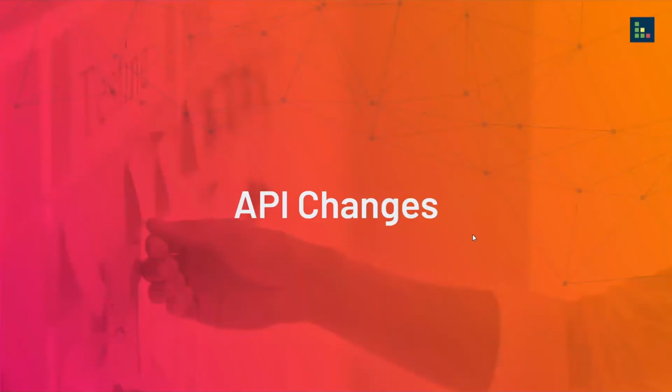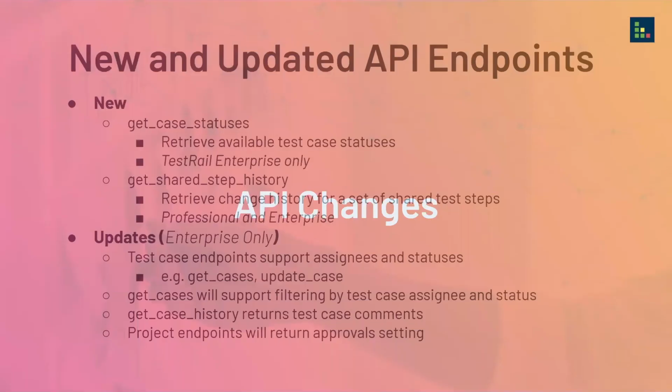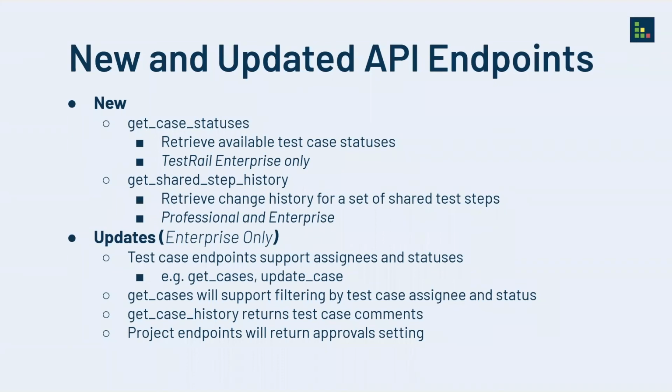Finally, for this release, we have some API changes. To support some of these additional functionalities, we've added a few API endpoints and made some updates to existing endpoints. The new endpoints include get case statuses, which will provide you with the available test case statuses for your test cases. We've also added a get shared step history endpoint to retrieve a history of changes via the API for your shared test steps. The shared step history is available for both professional and enterprise.